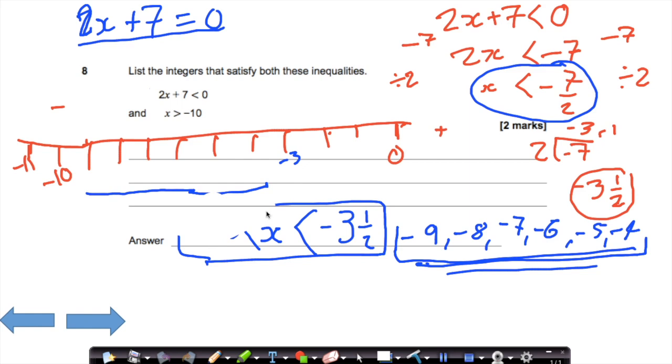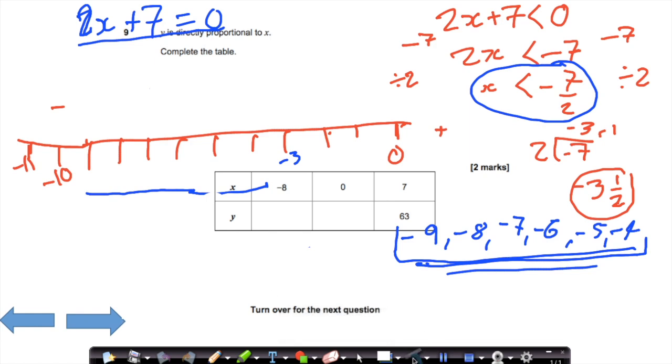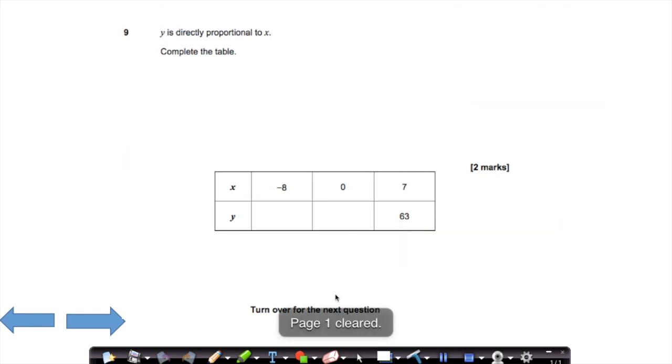Okay, so your answer, even though that inequality was lovely, is only worth 1 mark; the answer is for listing these numbers here: minus 9, minus 8, minus 7, minus 6, minus 5, minus 4. The inequality was there for purposeful reference. Moving on to question number 9, a directly proportional question.